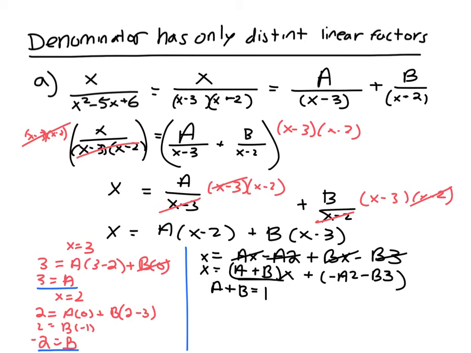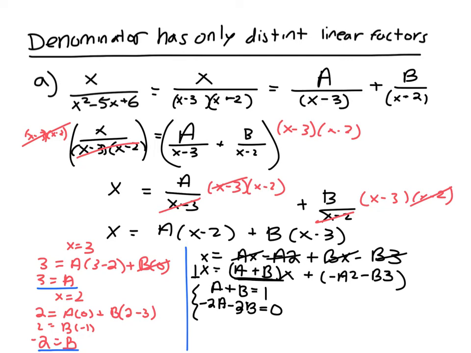So this here would have to equal 1 because there's a 1 there. And then, let me rewrite that differently: negative 2A minus 3B would have to equal 0, okay? And this is a system of linear equations.